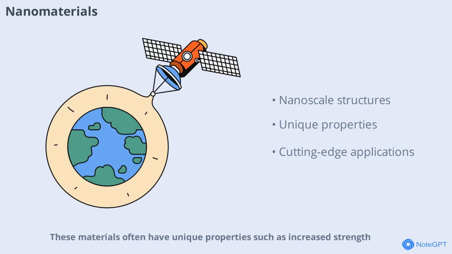Nanomaterials are solids with structures on the nanometer scale. These materials often have unique properties such as increased strength, reactivity, or electrical conductivity. Applications include medicine, electronics, and energy. The ability to manipulate matter at the nanoscale is opening up new frontiers in solid-state chemistry and technology.